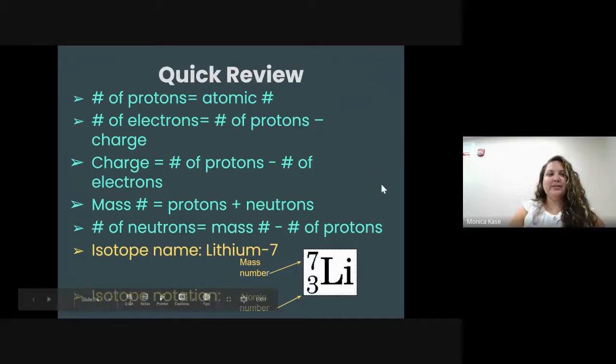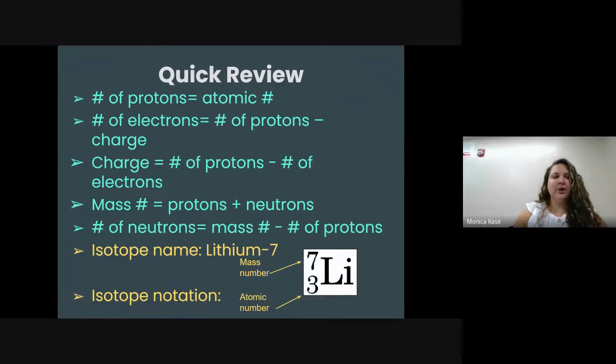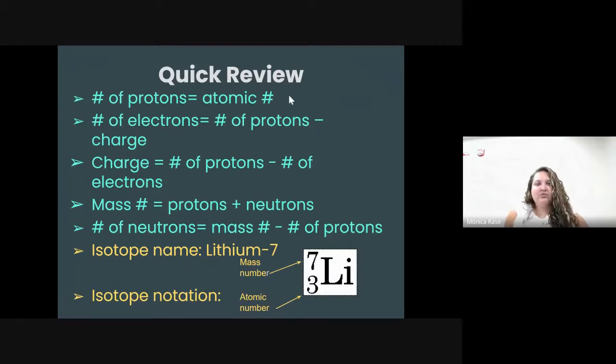All right, and then this is your quick review. So this would be a good slide to also be able to reference right away. It gives you a nice quick place to go back to. So we have the number of protons is equal to the atomic number. The number of electrons is equal to the number of protons minus the charge. The charge is equal to the number of protons minus the number of electrons. And our mass number is our protons plus our neutrons.